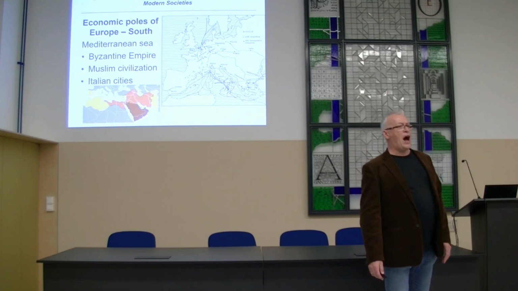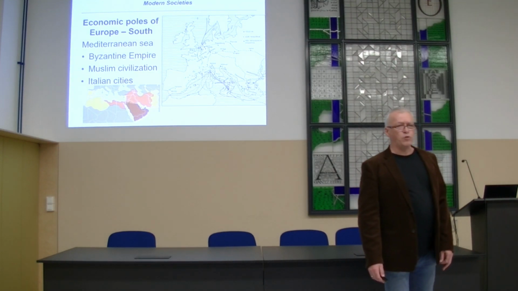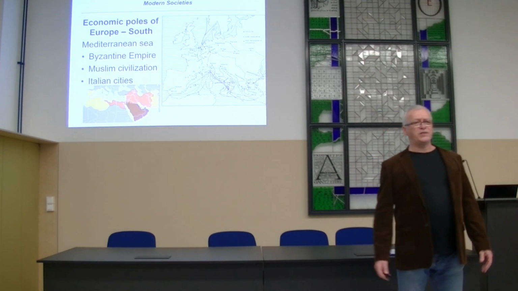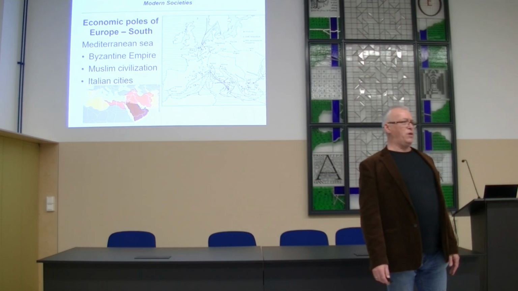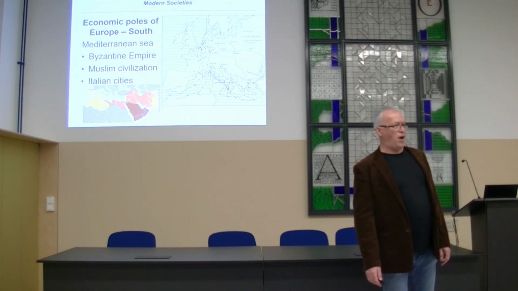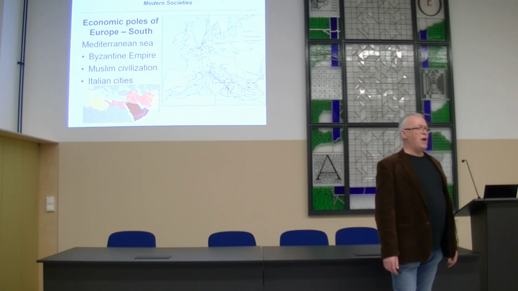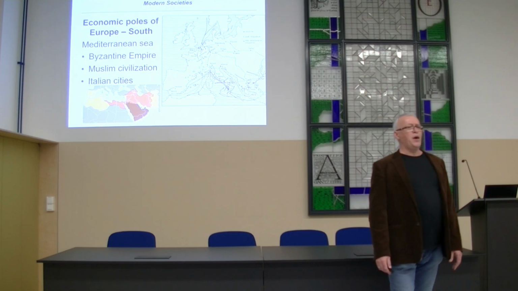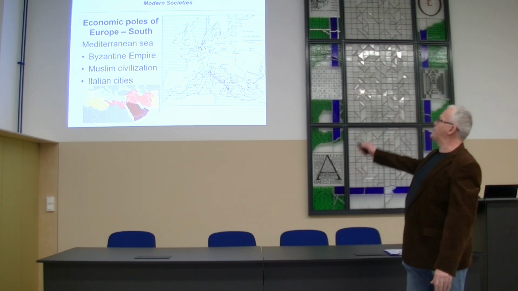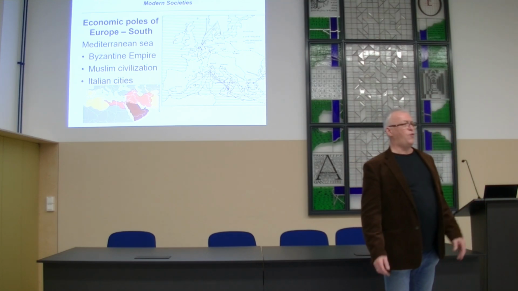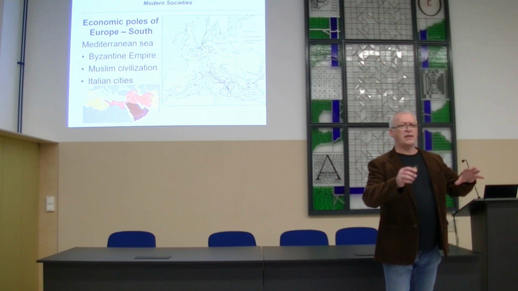Look first at the southern pole. Because the southern pole is the area of the Western Roman Empire, a lot of elements of the Western Roman Empire survived. In the Mediterranean Sea there was a great rivalry among three actors. The first one is the Byzantine Empire, focused on Constantinople.